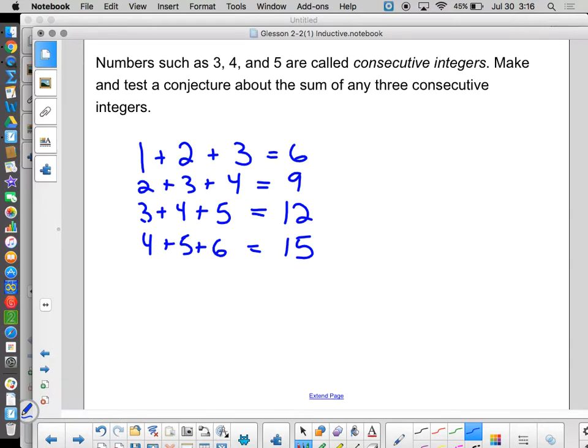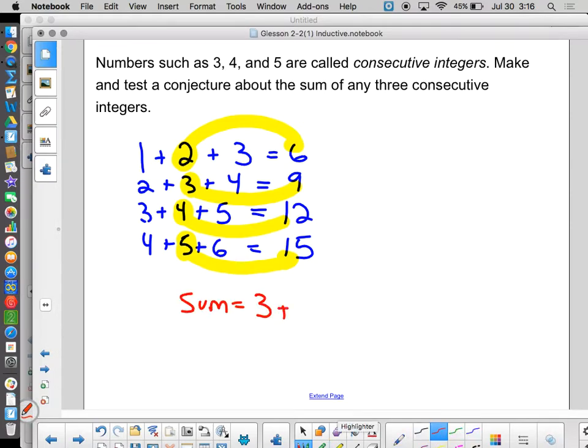Or, and this is a little tricky, but I'm going to point this out to you. Notice the relationship between this and that. Oh yeah, the sum is always 3 times the middle number. So that might be my conjecture. The sum equals 3 times the middle number.